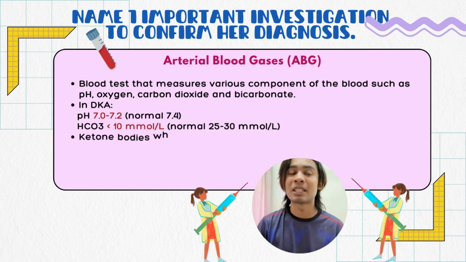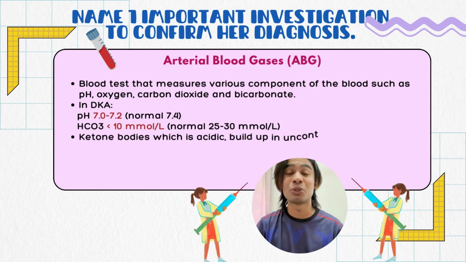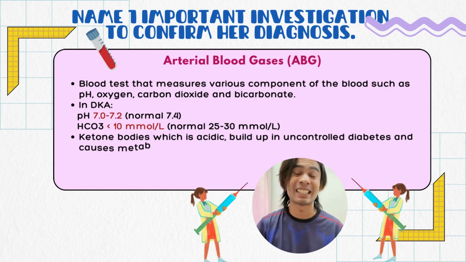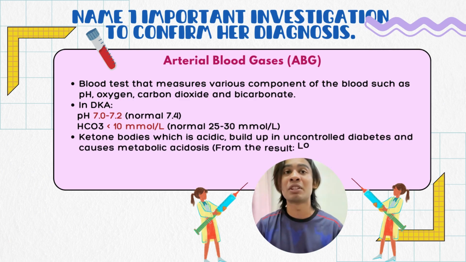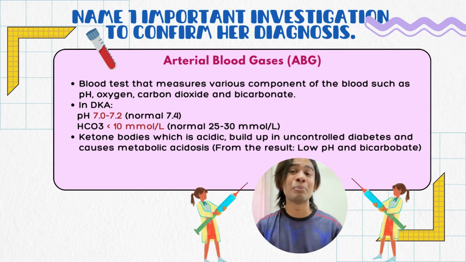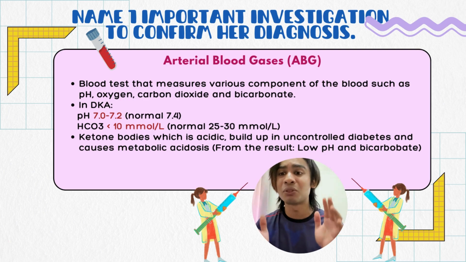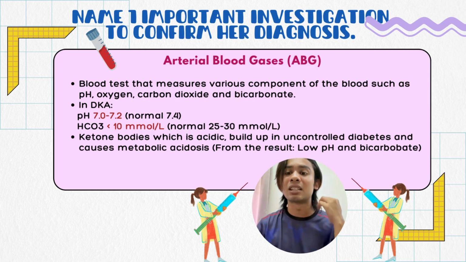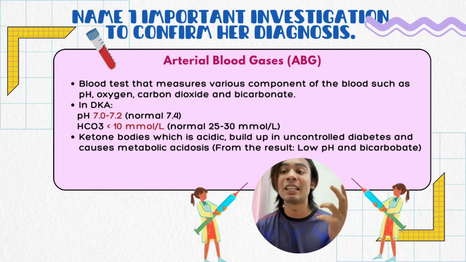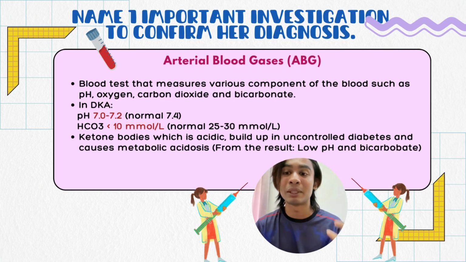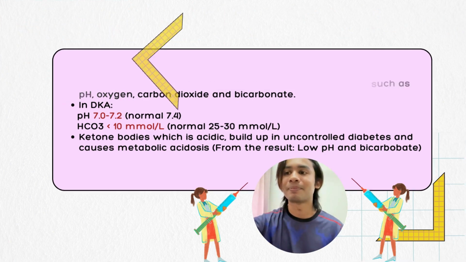Since Miss A presented with a pH value of 7.1, it indicates that it's acidic, and the normal range for pH value is around 7.4. Miss A also presented with a bicarbonate value of around 12 millimole per liter, and the normal range should be around 25 to 30. This is because the ketone body is very acidic, so it accumulates in uncontrolled diabetes, causing metabolic acidosis because there's low pH and also low bicarbonate.